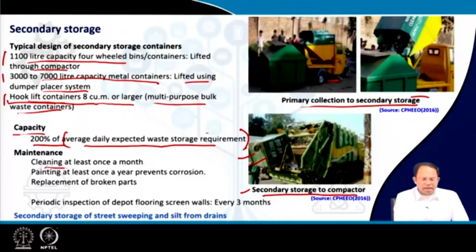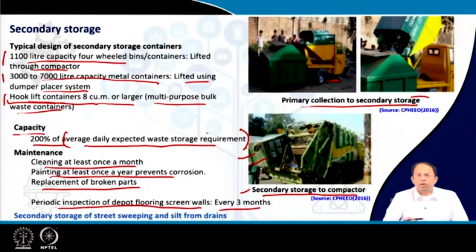Maintenance wise, cleaning at least once a month, painting at least once a year to prevent corrosion, particularly for metal containers, and replacement of broken parts as per requirement. And periodic inspection of depot flooring and screen walls every 3 months. So secondary storage is not only the container but also the area where the container is placed, or that enclosure where garbage is being thrown. So there also, periodic inspection of the floors, screens and walls is conducted every 3 months.